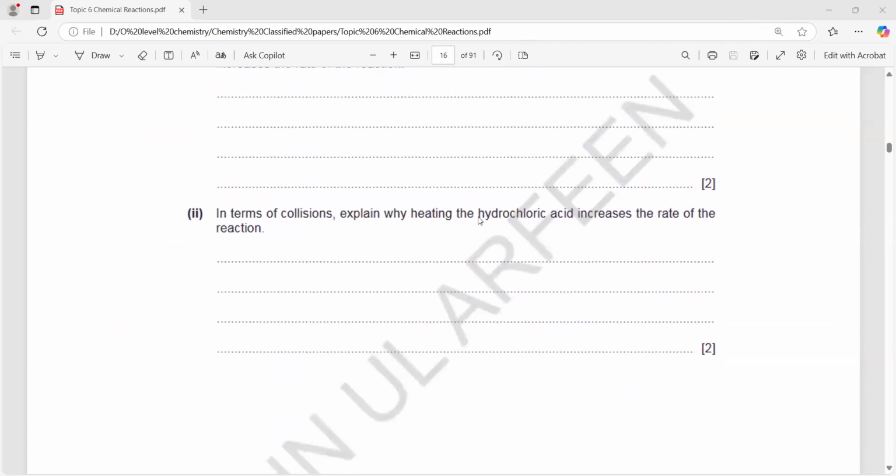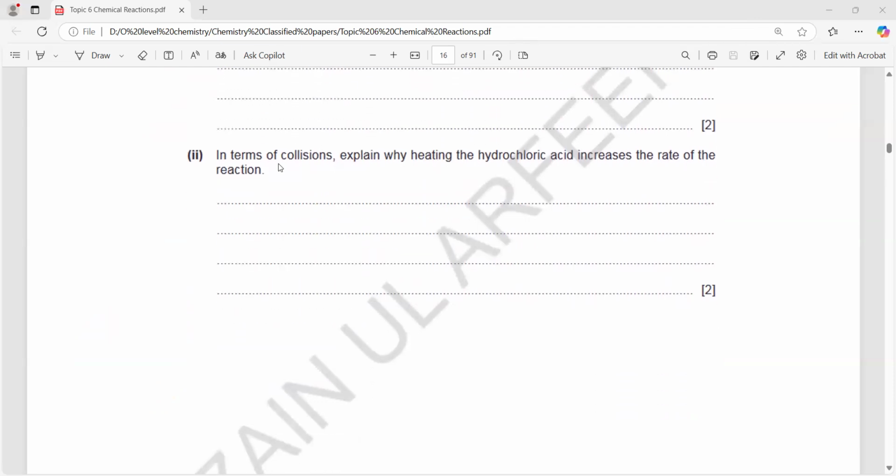Next is explain in terms of collision why heating the hydrochloric acid increases the rate. Look, heating it will increase the temperature, so particles will have more energy and they will collide with more energy, and the rate of reaction will increase. Good. More particles have kinetic energy, so more collisions. Greater proportion. Looks like the same question, sometimes they mention 2 marks, 3 marks, 4 marks, but the answer remains the same structure. So when we increase the temperature, what will happen?